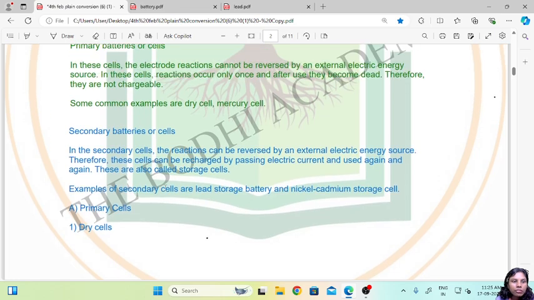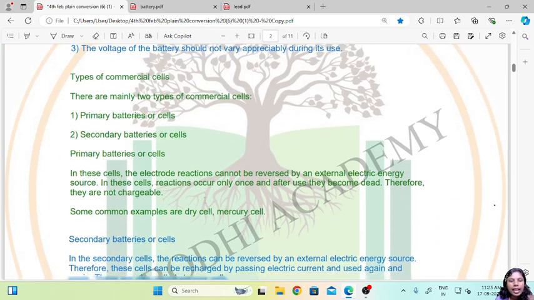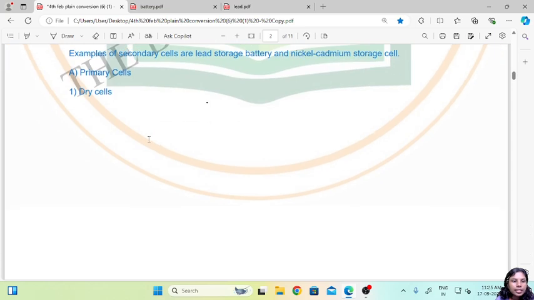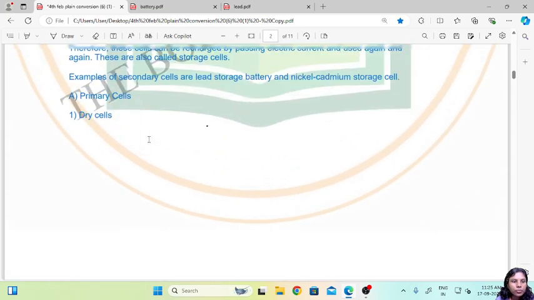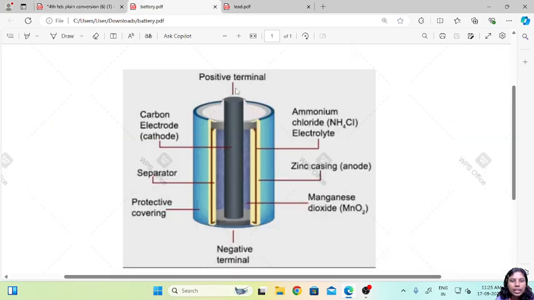Now let's look at the primary cell first. We have the dry cell and the mercury cell. Let's understand the dry cell first. This is the image of a primary cell. This is the positive terminal, and the other is the negative terminal. These are basically the normal batteries that we use in our TV remotes, AC remotes, all the remotes which we use.